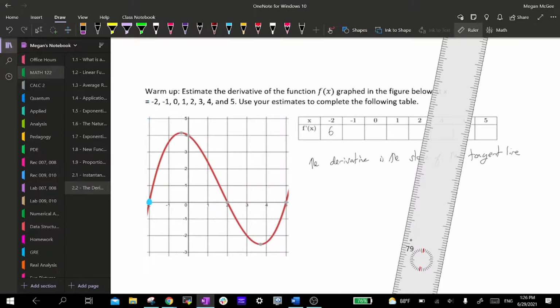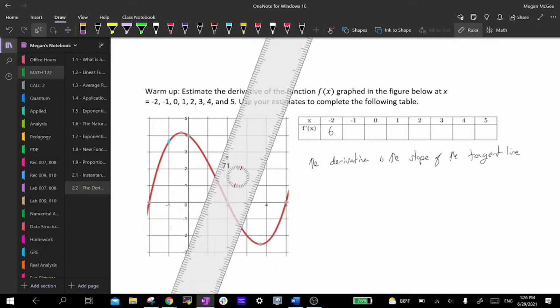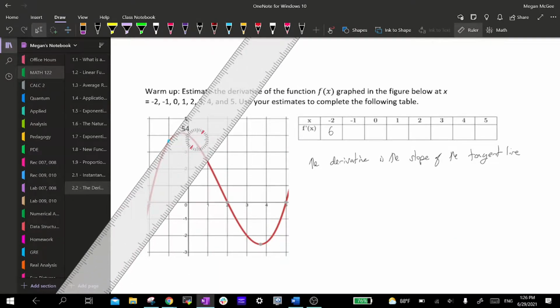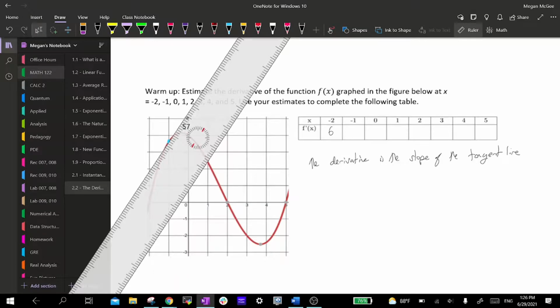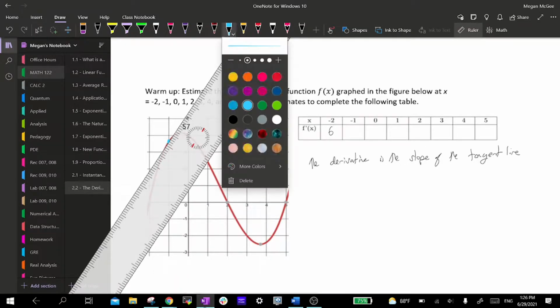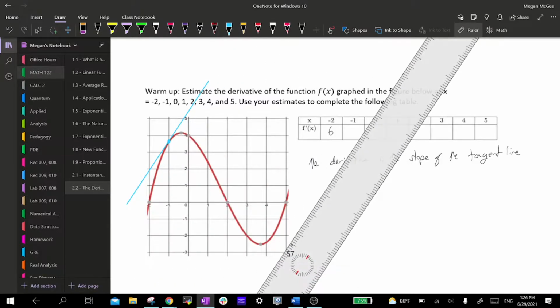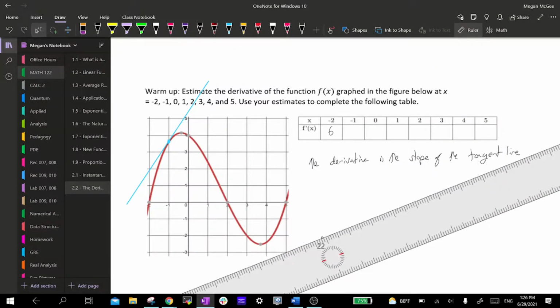Alright, let's look at x is equal to -1. That's -1 is here. So on our graph, that is this point. Again, I'm going to bring my ruler over. And again, this is just an estimation. Line it up with our graph. And let's go ahead and draw our line. And we want to calculate this slope.